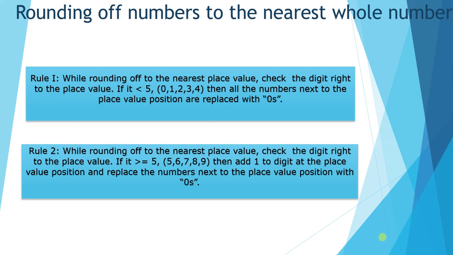So to the nearest whole number, this is the general rule. You can write them down somewhere so that you apply them. As you apply them, you get used to it. So I advise you to write the rule somewhere, apply them, get used to it, and then all the others will be easy to do.